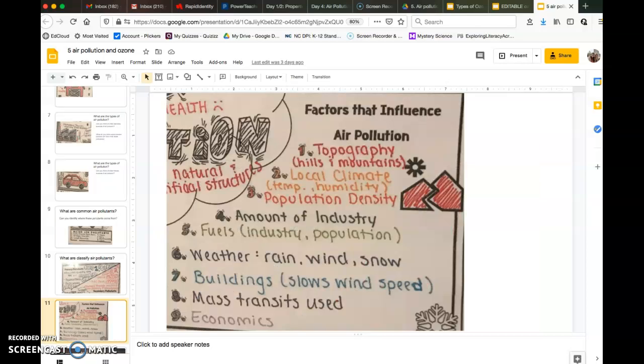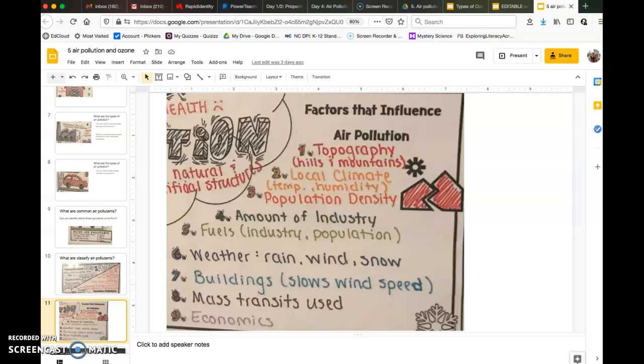And lastly, we have some factors that influence our air pollution. Very first one is topography, so whether there are hills and mountains in the area. Second one is local climate, considering temperature and humidity. Oftentimes, air pollutants are going to be worse in places where the temperature is higher and the humidity is also higher. A lot of that has to do with, remember, humidity is how much water vapor is in the air. So if we have a lot of water vapor, it's likely that we are going to have quite a bit of air pollution, or that air pollution, at the very least, is going to stick around longer because it has to travel through all those water vapors.